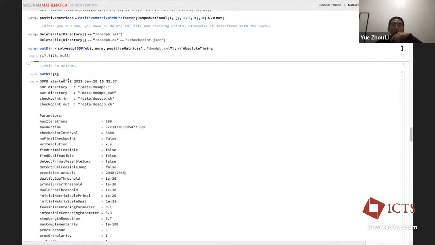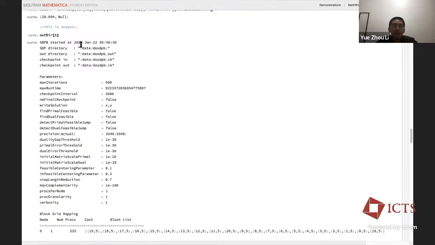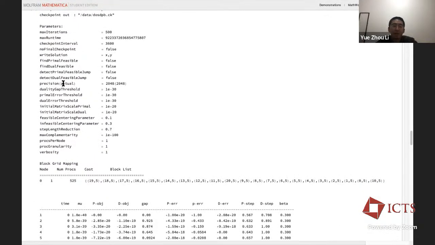Never mind. So this output, it's a list. It has two elements. The first element is just all the output formats for SDPB. I mean, it's just a proxy format for SDPB. It tells you the time, of course, the directory, where's the output directory, where's the checkpoint directory, and so on. And it's just all the options for SDPB, like the maximal allowed iteration in search, the maximal allowed time, and something like this. I'm not going through details of this. What does this mean? You can refer to the SDPB manual or David's paper for details.